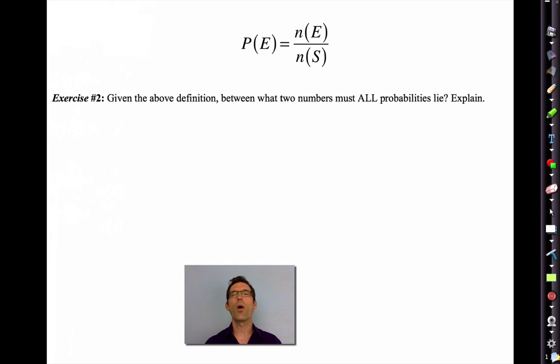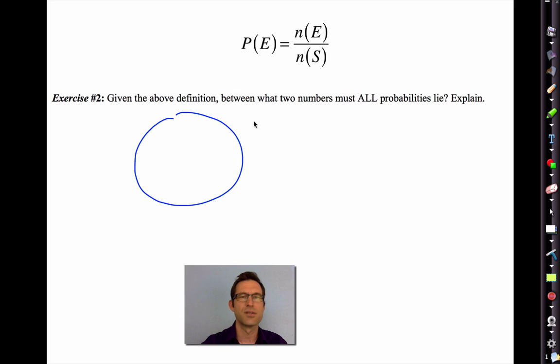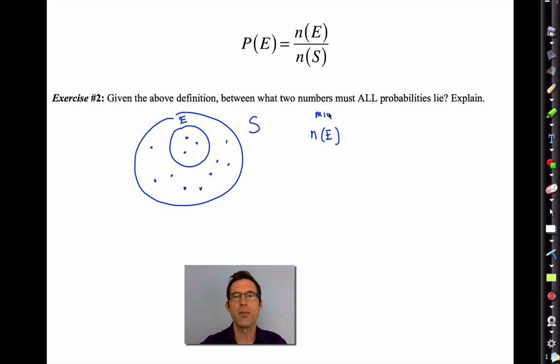All right, well, all probabilities, let's take a look. Think about this for a minute. I'm going to draw what's known as a Venn diagram. Let's say that this is the sample space S. And let's say this is event E. Okay, and let's say all these dots represent outcomes. Right? And so, of course, we count the number that are in here, we count the total number, we divide, and we get that. Well, the smallest that N(E) could possibly be, the minimum that N(E) could possibly be is 0.